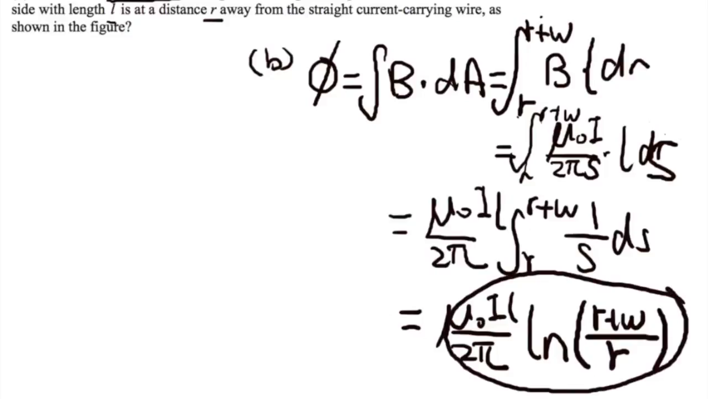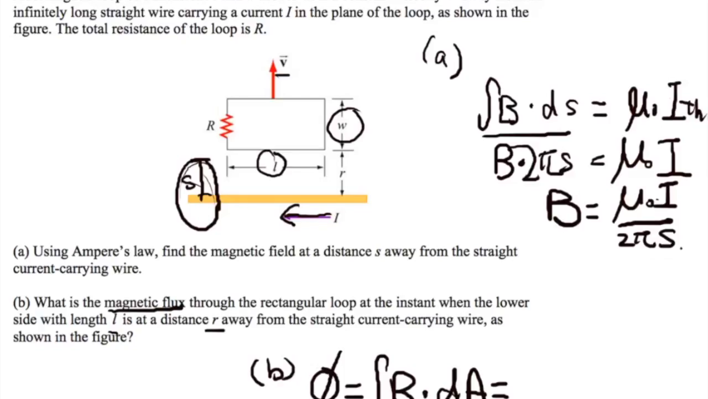Okay, now let's proceed to problem C that I didn't show you guys yet. As you probably recall, each thin strip here with the width of dr has the same magnetic field. Therefore, if we're integrating from here to here, the area of this thin strip is dr times the width, which is L.